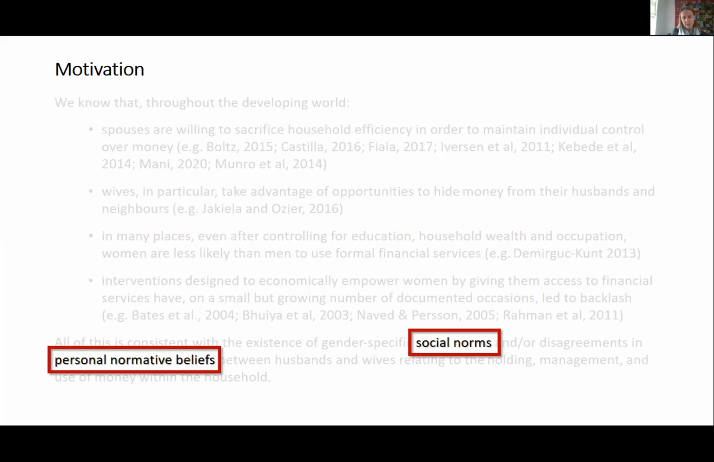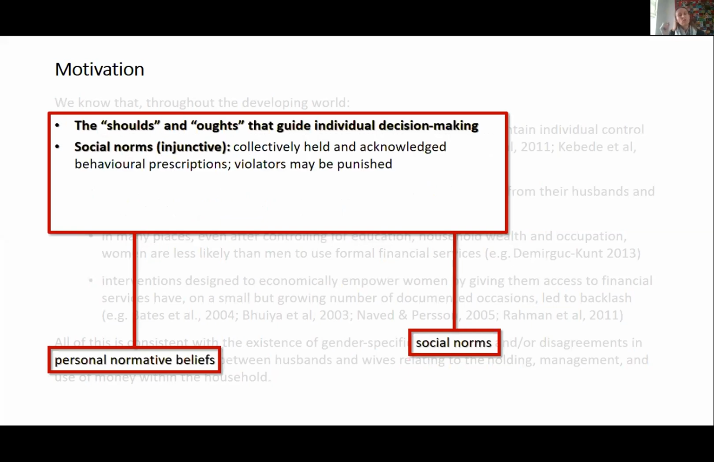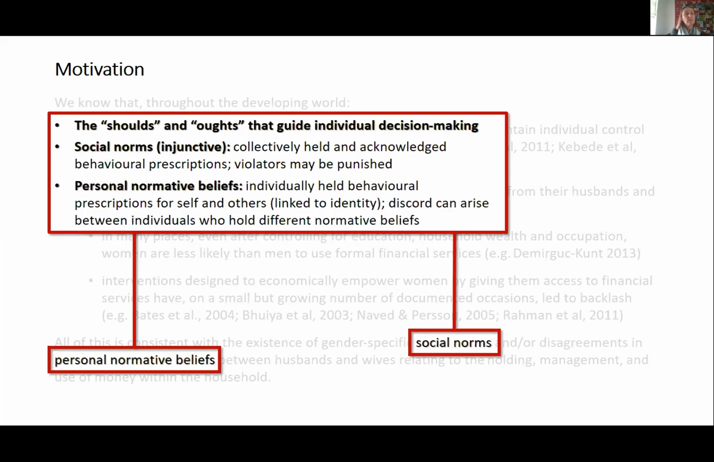So just some definitions here. Social norms and personal normative beliefs are shoulds and oughts that guide individuals' decision making. They're the things they hold in their head: I should do this, I ought to do this. Now, social norms, and here specifically we're thinking about so-called injunctive norms, are collectively held and acknowledged behavioural prescriptions. And it's often the case that violators of social norms are punished by other members of their social group.